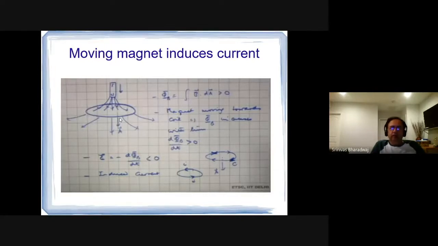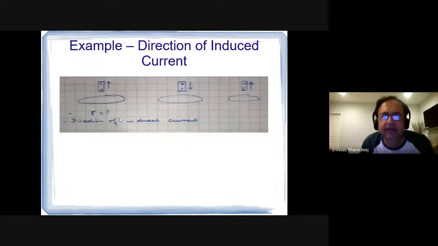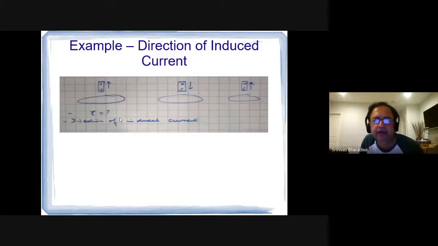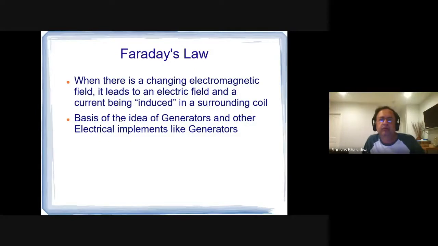Now a moving magnet induces current, E equal to minus d phi by dt. The direction of induced current is, if you have the north and the south going this way, it's one thing. If you turn the magnet around, going this way, the direction of the current will change. In one case the current will go this way, in the other case it will go that way. So the changing magnetic field leads to an electric field and a current being induced in a surrounding coil.